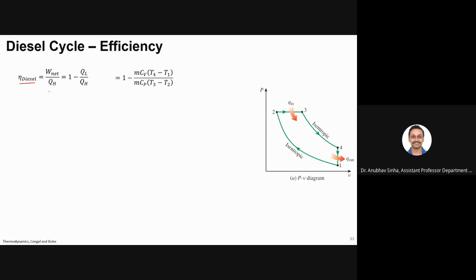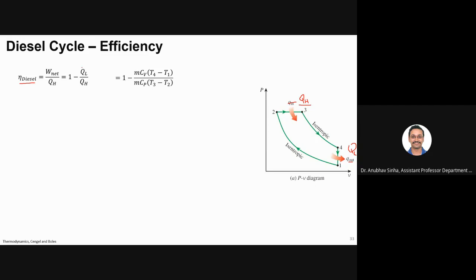So now here I will talk about QL and QH. This is QH and this is QL. Okay, I am showing different symbols here, so don't get confused. Whatever is supplied to the system is QH and whatever is extracted from the system is QL.